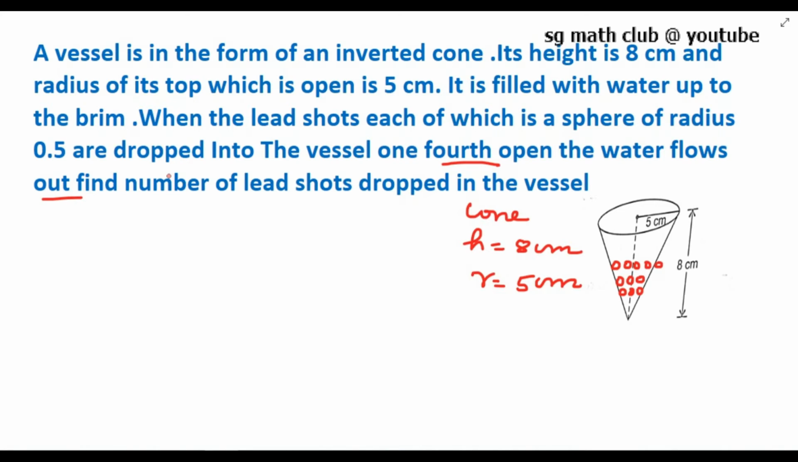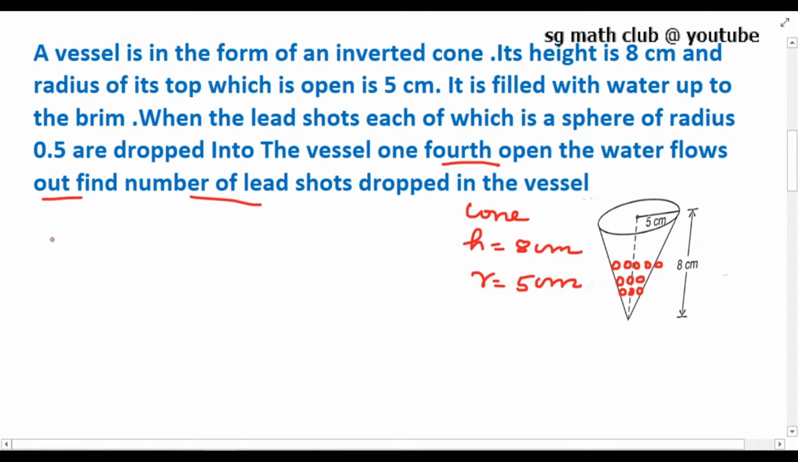So in physics you might have studied the Archimedes principle. When an object is immersed fully or partially in a fluid, it experiences an upward force, and the volume of the water displaced will be equal to the volume of the object immersed in this fluid. So here we have to find the number of lead shots dropped in the vessel.